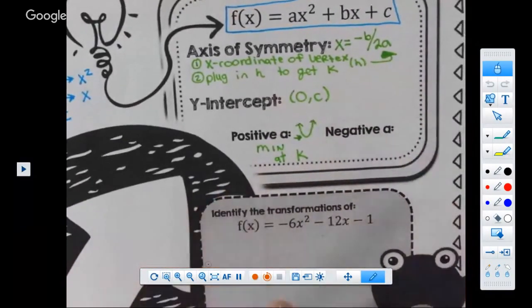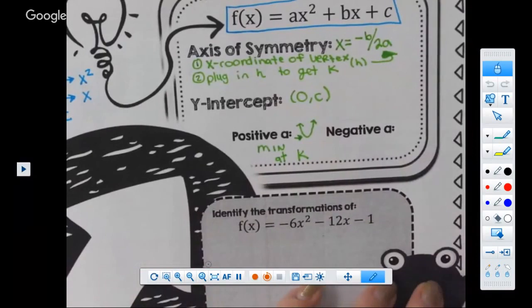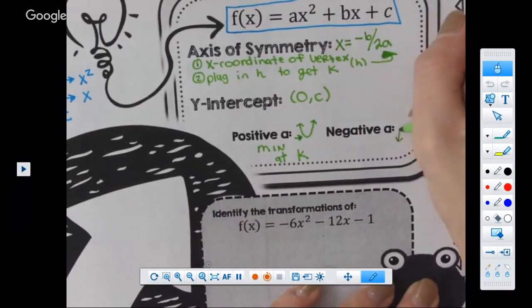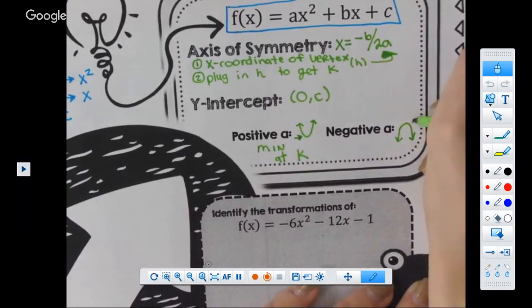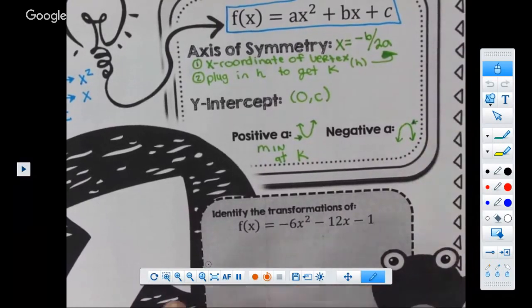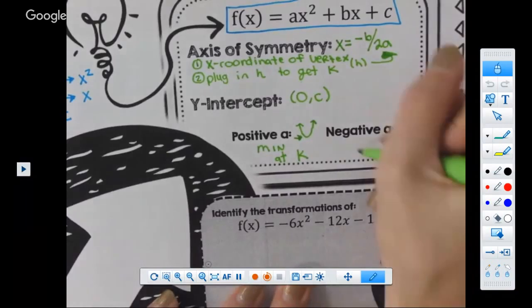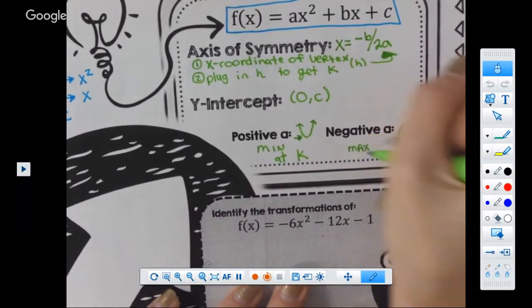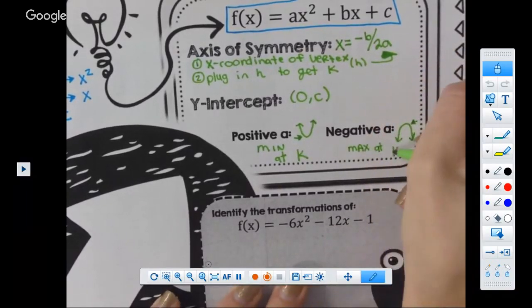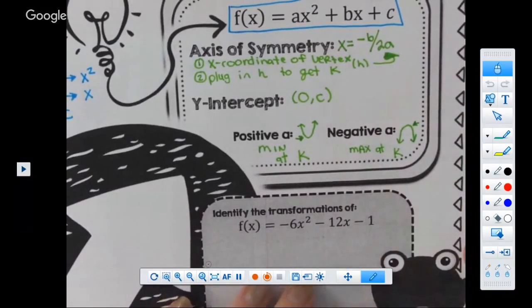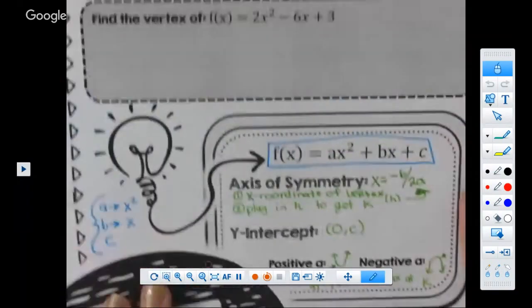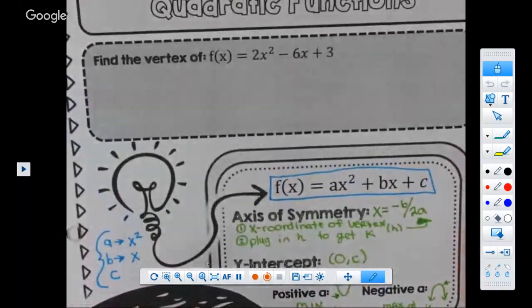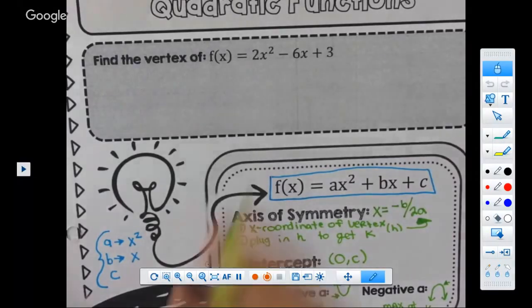So what happens if a becomes negative? What's going to happen to that U? It's going to flip. Instead of a minimum, we're going to have a maximum at the top. What I'm asking you to do is find the vertex algebraically.